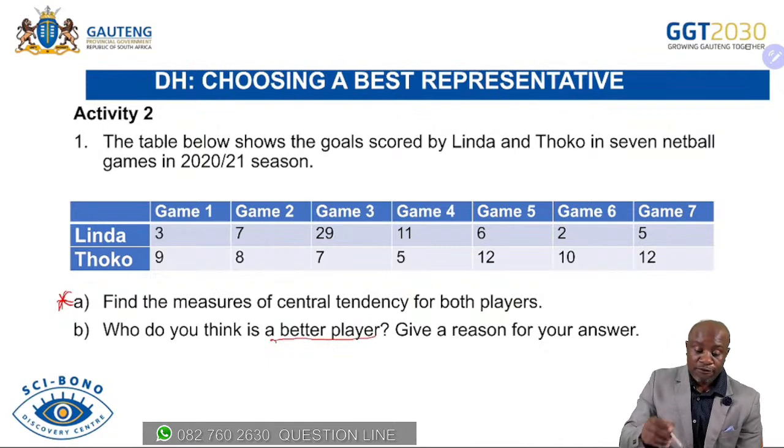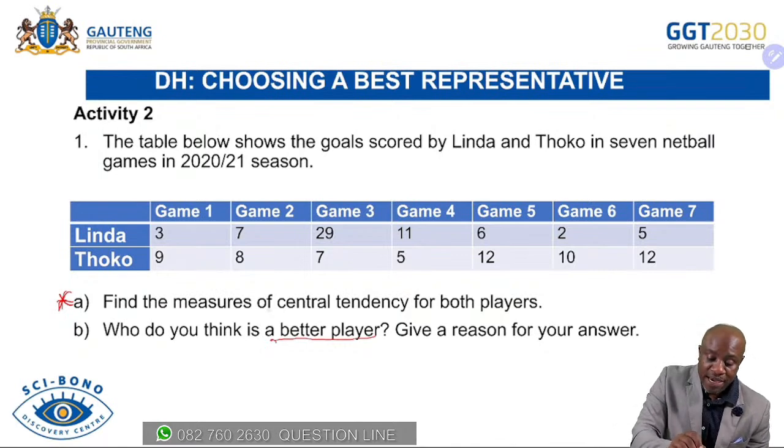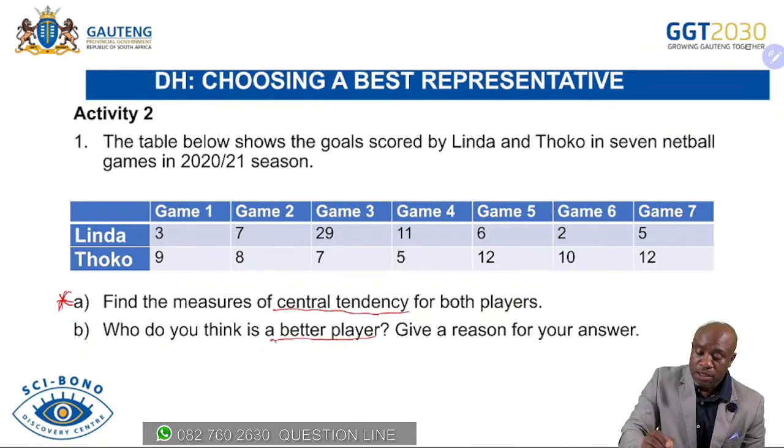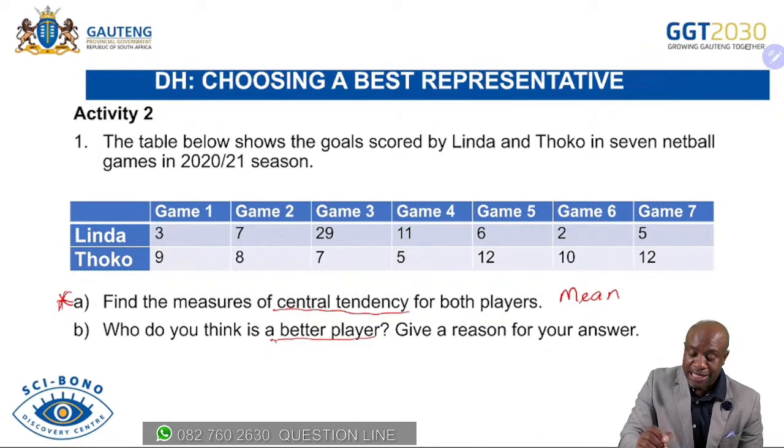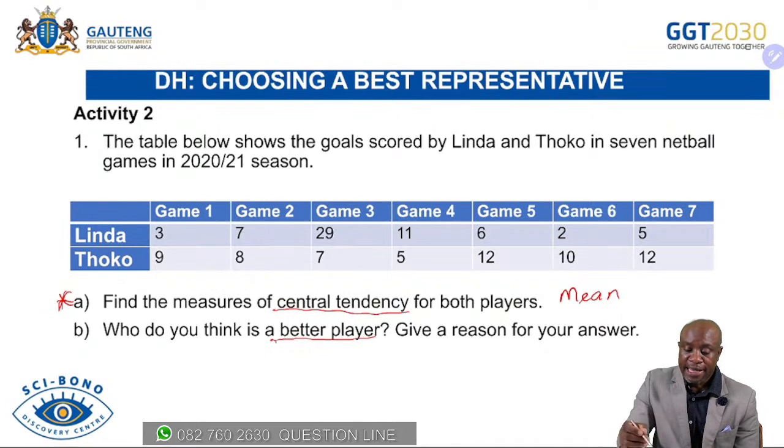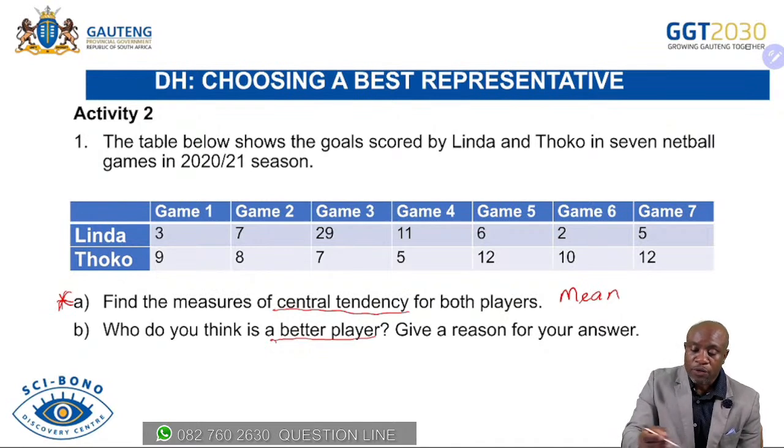So what I want from you now, in the next 5 minutes or so, is to do the measures of central tendency. I want you to find the mean for each data set, for each learner, or for each player there. You find the mean, you find the mode, you also find the median.